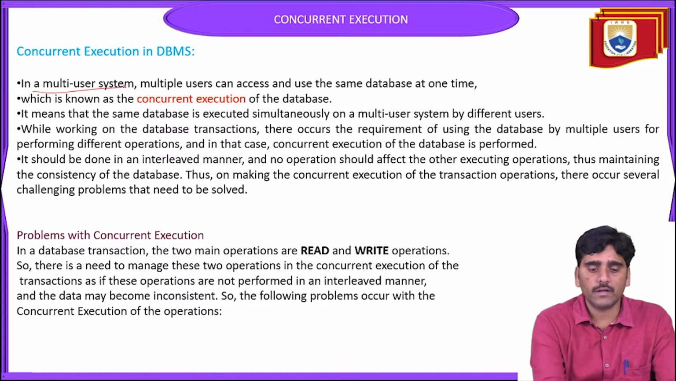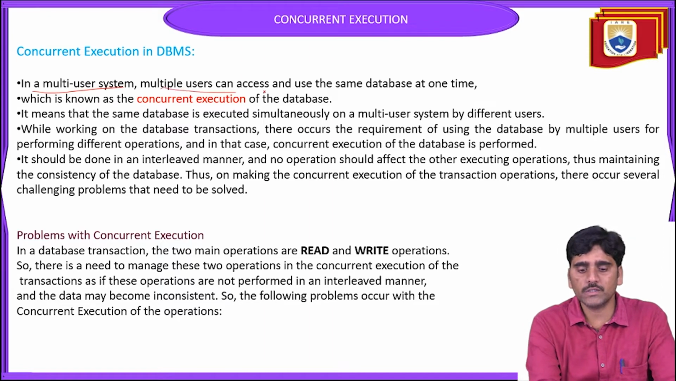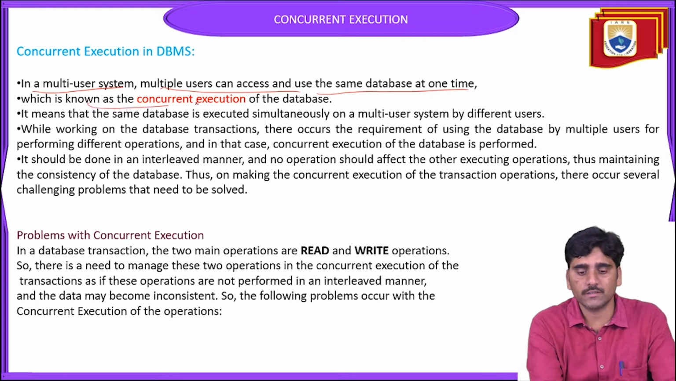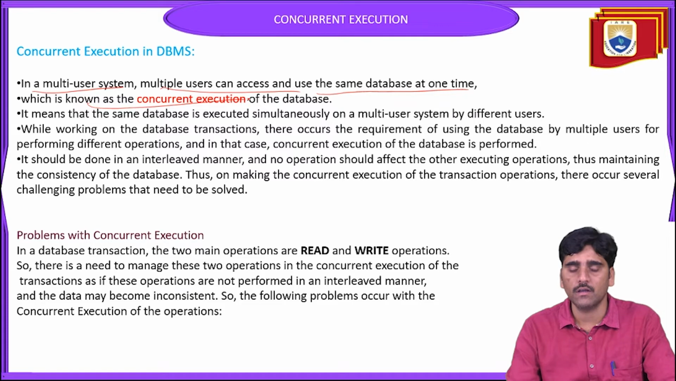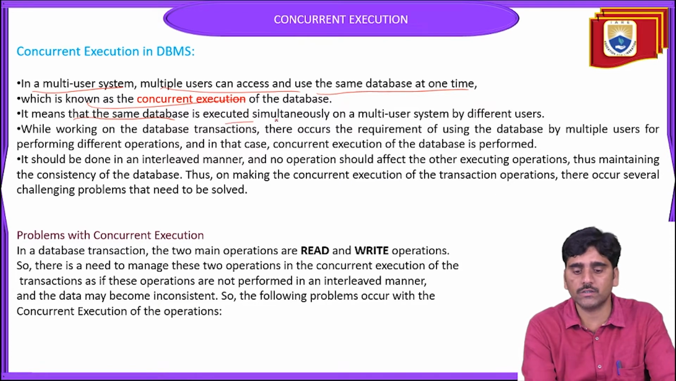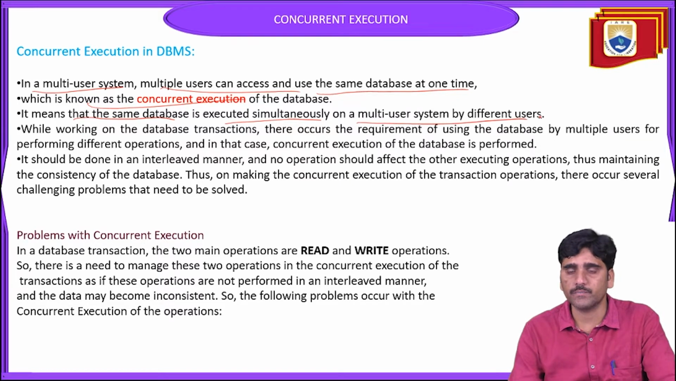In a multi-user system, multiple users can access and use the same database at one time, which is known as the concurrent execution of the database. That means multiple users are performing multiple transactions at the same time on the database. So the same database is executed simultaneously on a multi-user system by different users. Different users are staying at different places, and from those different places they are doing different transactions.